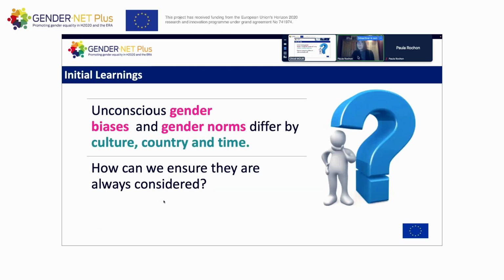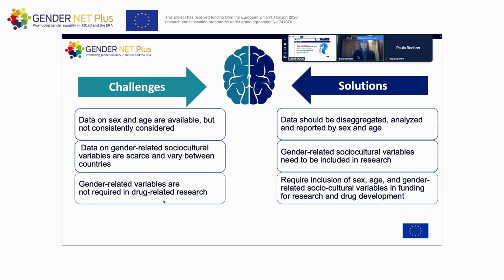Now, the results are just coming forward, but we are finding some interesting things. One, for example, is that in Italy, it's noted that season comes up. People are interested in what season it is. And if it's the summer and it's hot, people are more concerned about, for example, edema, and maybe what that means for women in particular. So the things we're learning is that unconscious gender biases and gender norms differ by culture, country, and time. So we need to think about how we can make sure that they're always considered.